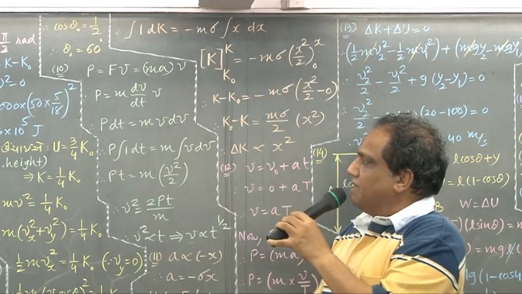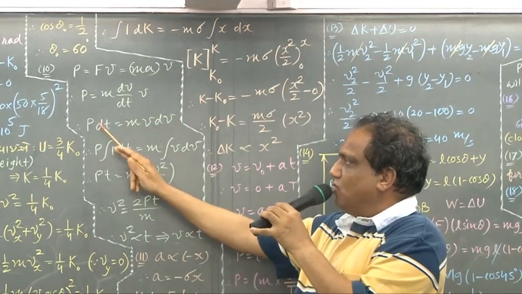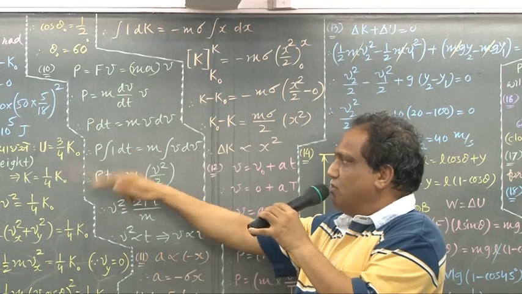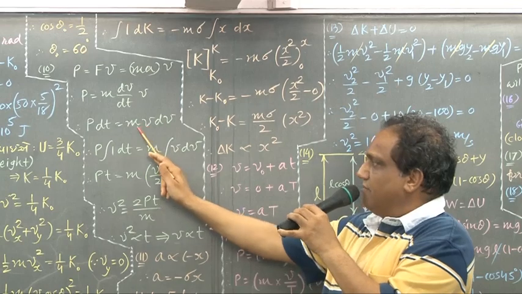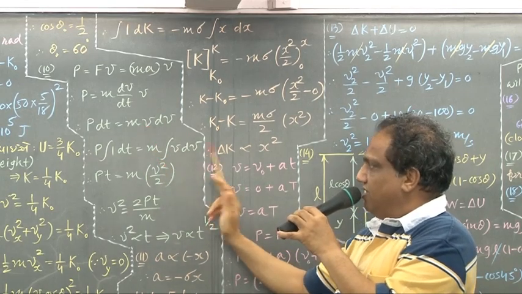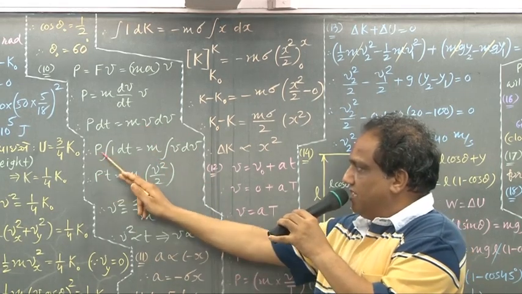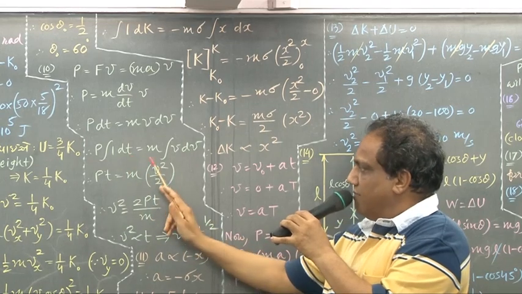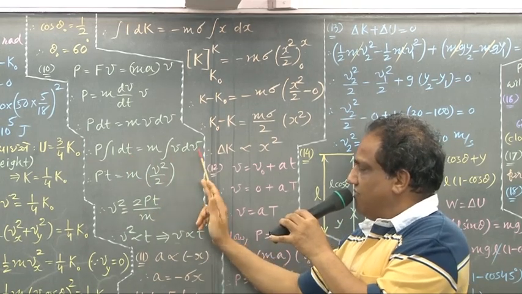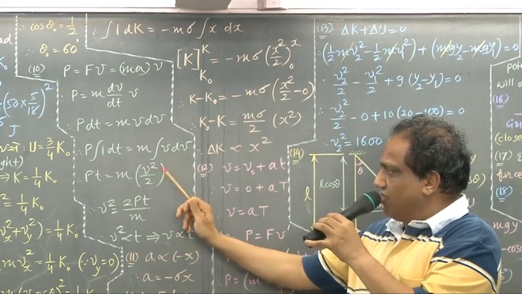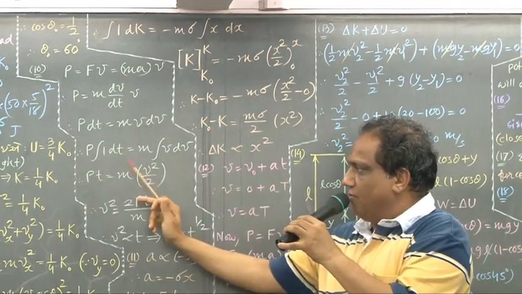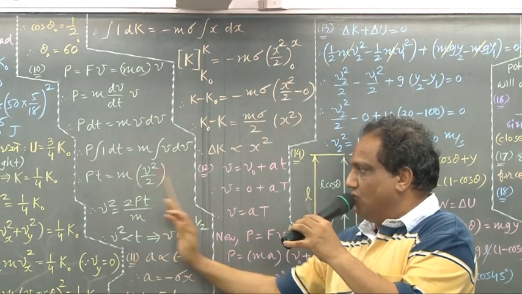Now take integration on both the sides, because power is at present constant. You can take it out of the symbol of integration. Integration 1 dt. Here mass is constant, integration V dV. Now P as it is, integration 1 dt is t, m as it is, integration V dV is V square by 2. Now find out V square. It is 2 P t upon m.